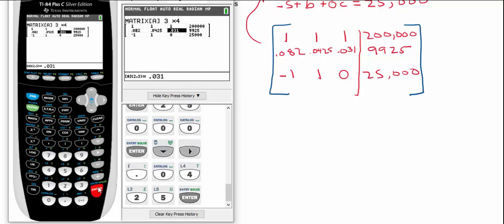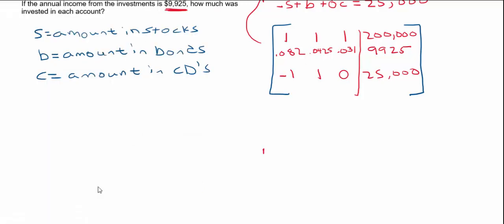Now that I'm done with my matrix, I want to go back to the home screen, and my goal is to get this command called RREF on my calculator, which stands for row reduced echelon form. If you haven't learned how to reduce a matrix in your course yet, that probably doesn't mean a whole lot. For the purpose of this video, it's just going to be a button that will reduce this matrix into a simpler, but equivalent, system that will give us the answers to the problem.